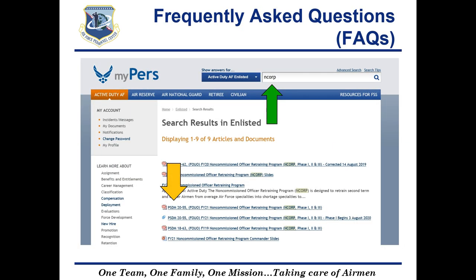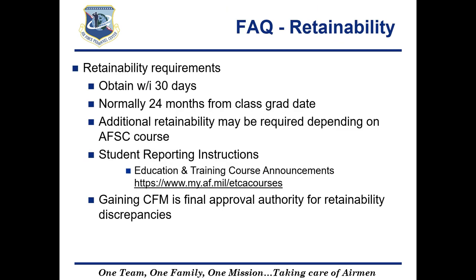And you can learn anything and everything about NCORP on all of these PSDMs. So retainability, though, you got to get retainability within 30 days if you've been picked up. One thing to remember is that when you do get your retainability, you're going to have to extend 2 years from the class grad date. The Air Force is trying to keep its personnel in place so that way it can balance the force. Additional retainability may also be required on the AFSC course, depending on how long your course is for the AFSC you're trying to go into.